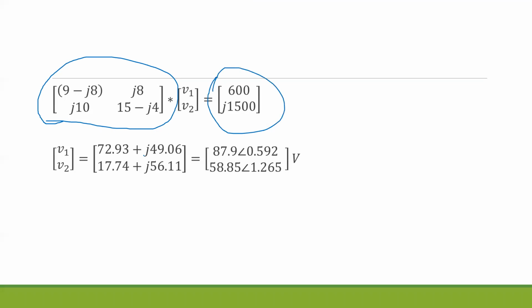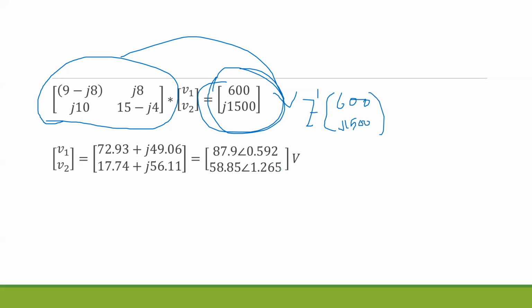Oh, yes, sir. If you bring this over here, it will become Z inverse. But you would not have this times Z inverse because this is a 2 by 1 and this is a 2 by 2, so of course you can't multiply them like that. So it will be Z inverse times the 600 j1500. Yes, sir.